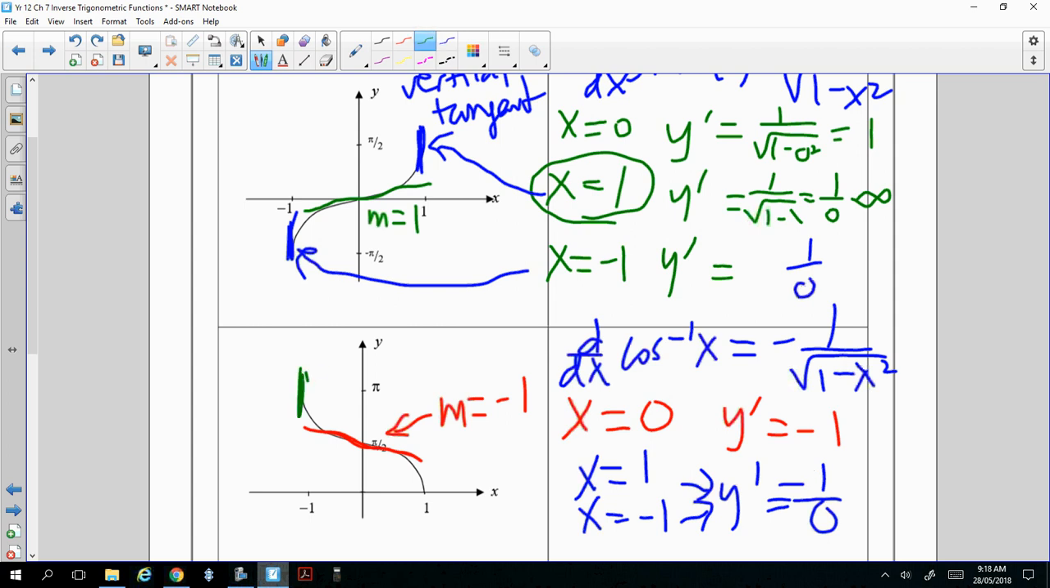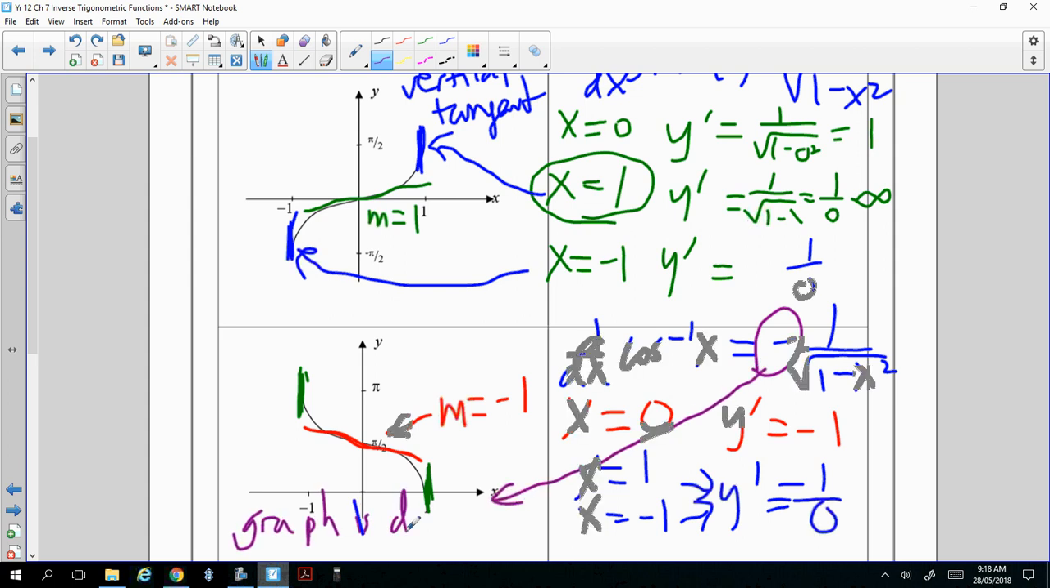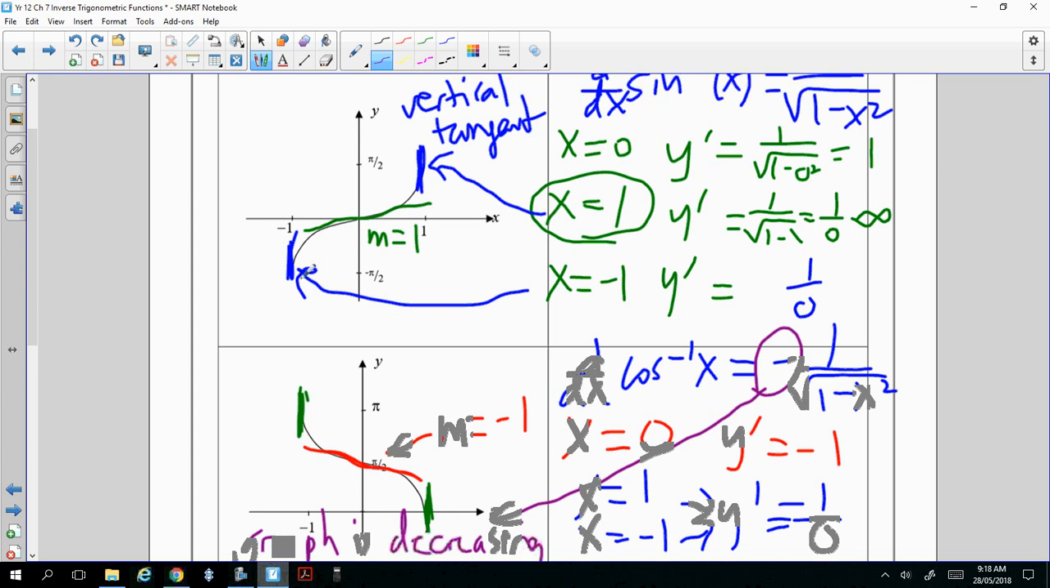And then you will see that since the derivative is negative, the graph is decreasing, because it goes down. So that's how we remember the derivative. The derivative of cos inverse has a negative because the graph of cos inverse goes down. The derivative of sine inverse is positive because the graph of sine inverse goes up. That gives you an easier way to remember the derivatives as well as the graphs, because they're related. One goes down, one goes up.